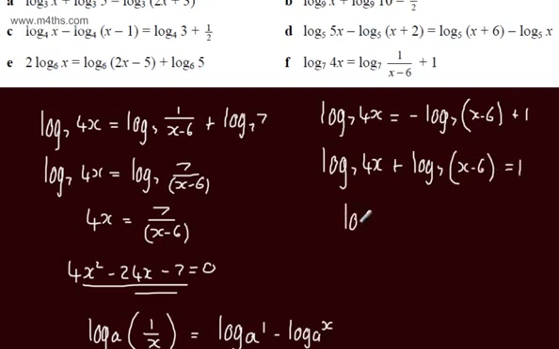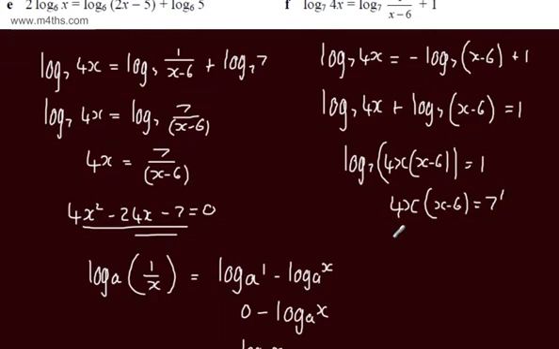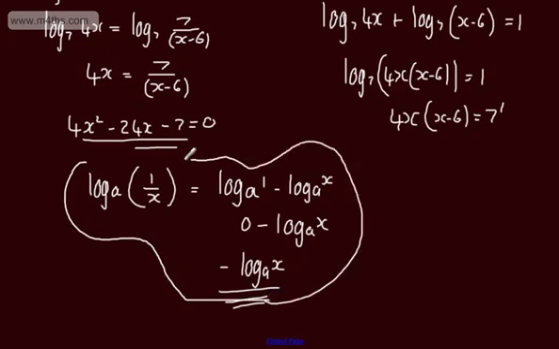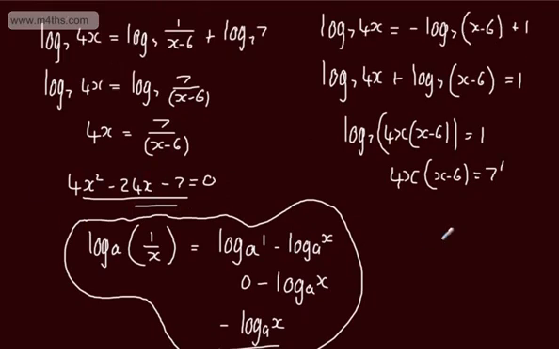Combining the logs, log to the base 7 of 4x multiplied now by x minus 6 will be equal to 1. Writing the exponential equivalent, we can say that 4x(x minus 6) will be equal to 7 to the power of 1, and you can see we will get exactly the same quadratic equation when we expand that out. So this now is a result that you can use whenever you're doing an equation like this, or you're simplifying. That's a standard result. Okay, so let's go ahead and solve this quadratic equation.